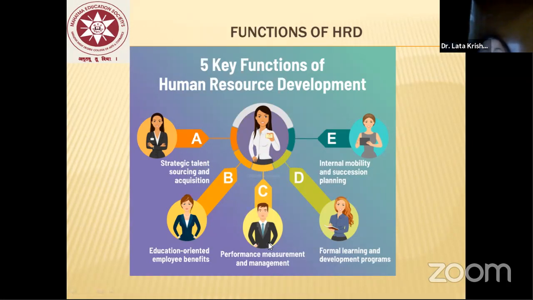Then you have B, which is education oriented employee benefits. So if the employee comes with a particular knowledge, a particular degree, a particular proficiency, then obviously he should be given roles, responsibilities. Then in C, there is performance measure.